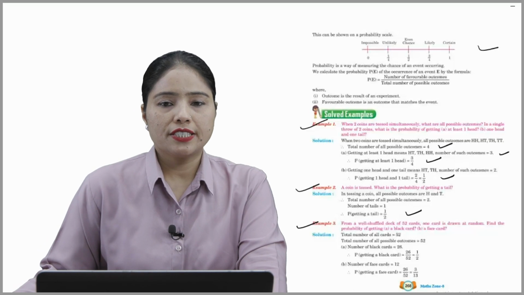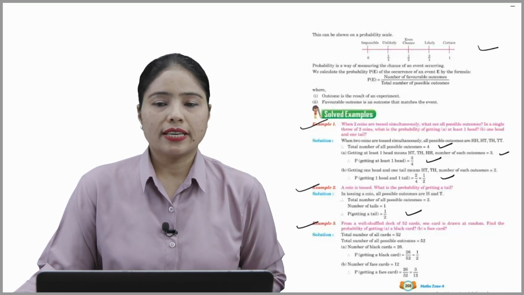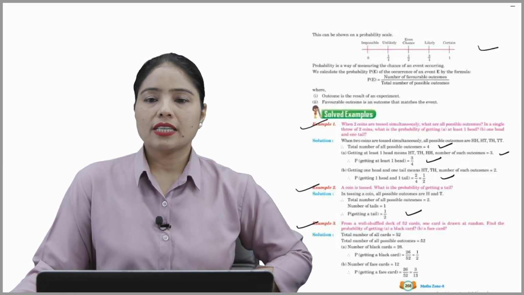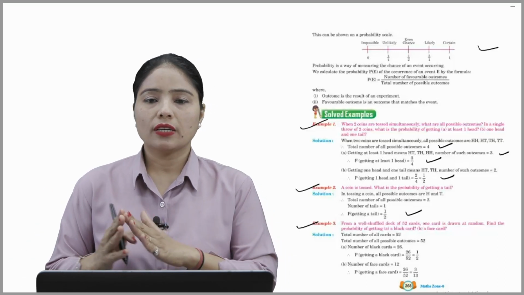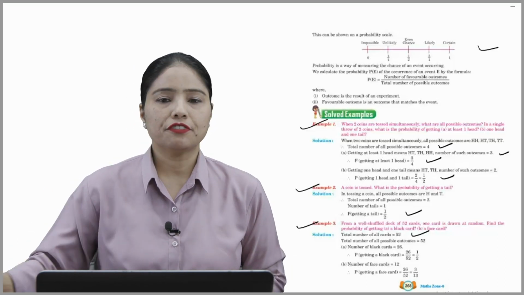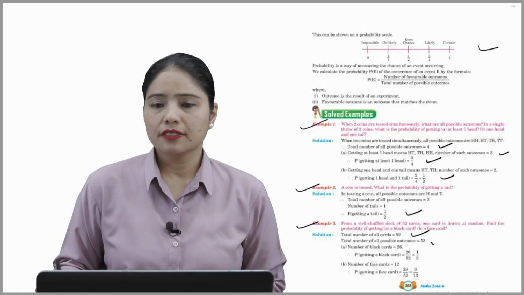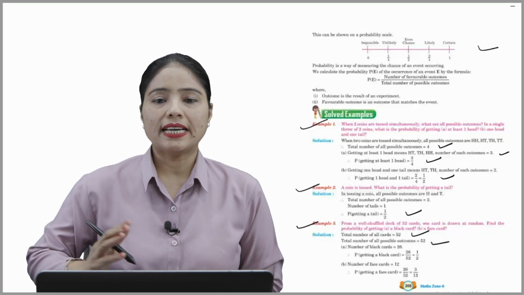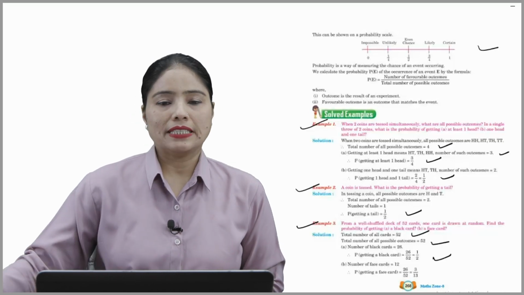Now, example 3. From a well-shuffled deck of 52 cards, one card is drawn at random. Find the probability of getting a black card and a face card. So, solution is there. Total number of all cards is how many? 52. Total number of all possible outcomes should be how many? 52. So, number of black cards is how many? 26. So, P of getting a black card, that means 26/52, half beta.